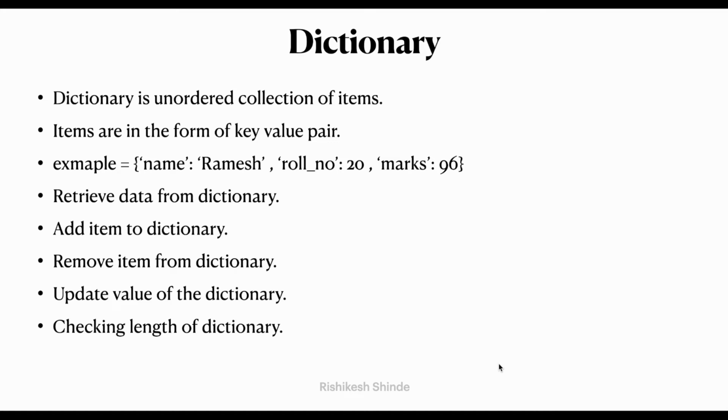So in this video we are going to see how we can create our dictionary, then how we can retrieve data from the dictionary, then we will add data to the dictionary. Dictionary is mutable, so we can add data to the dictionary, we can remove data from the dictionary, we can update our dictionary, and at the last we can check the length of the dictionary using the len function. So let us see one by one how we can do all these operations on a dictionary.